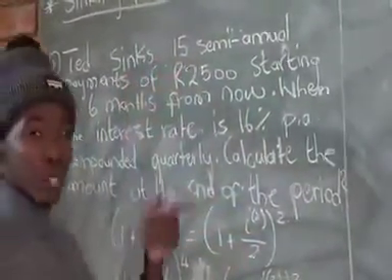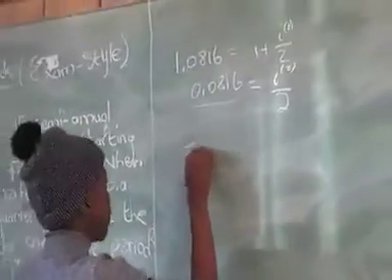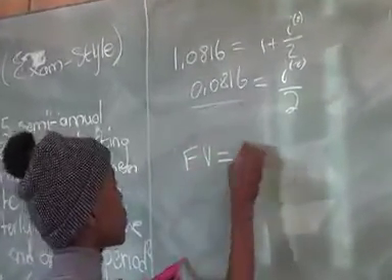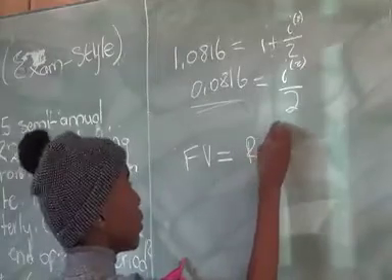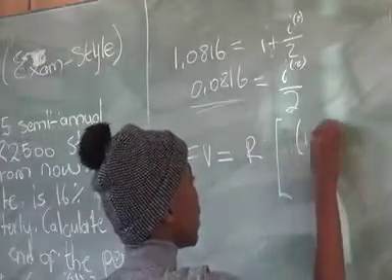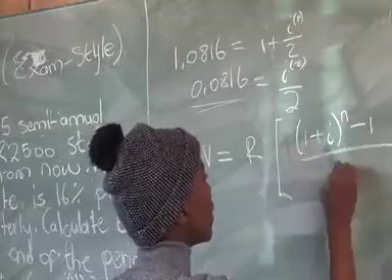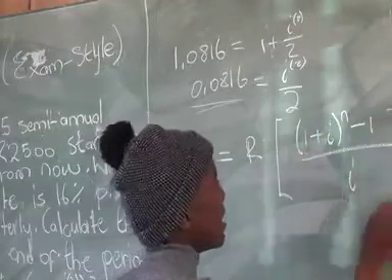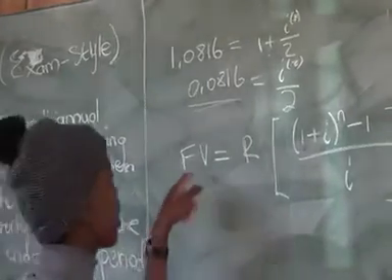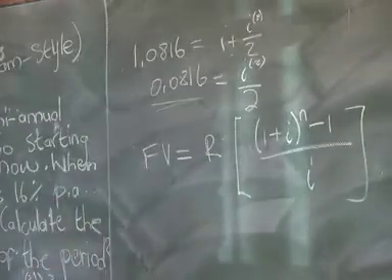So we're going to look at the future value. I'm just going to write down the formula for future value. Formula 1: future value is equal to R, the regular payment, times open bracket 1 plus i to the power n, minus 1, all divided by i. This is the formula I showed you in the previous video, the key formula for calculating the future value when working with annuities, because this problem is an annuity.